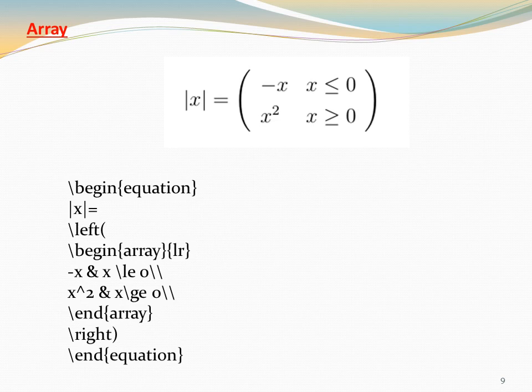Here first we start the equation with \begin{equation}, then |x| is equal to \left, open bracket and \begin{array}, two columns, so {lr}. The first value is minus x and the second value is x less than or equal to 0. The next value is x ampersand, then x greater than or equal to 0, and backslashes. Then \right and close the brackets and \end{equation}. So execute the commands and get the output array like this.